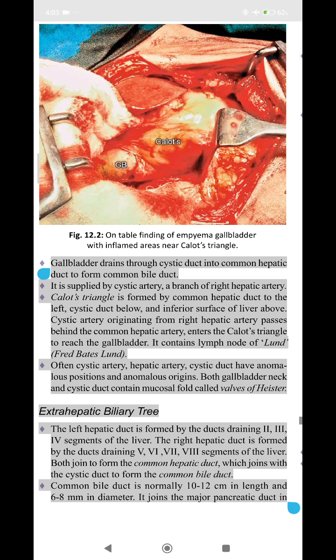Often the cystic artery, hepatic artery and cystic duct have anomalous positions and anomalous origins. Both the gallbladder neck and cystic duct contain mucosal folds called valves of Heister.